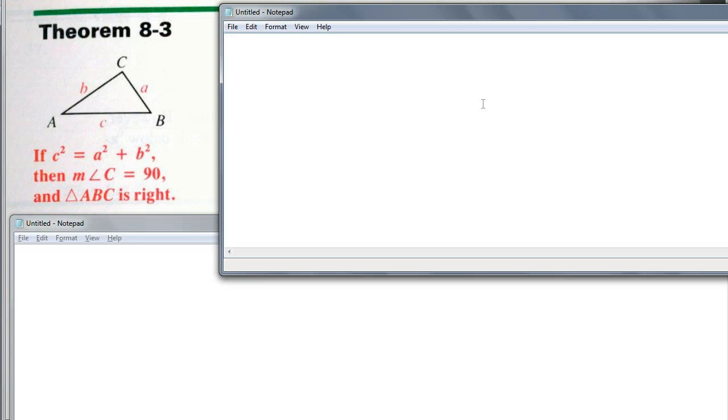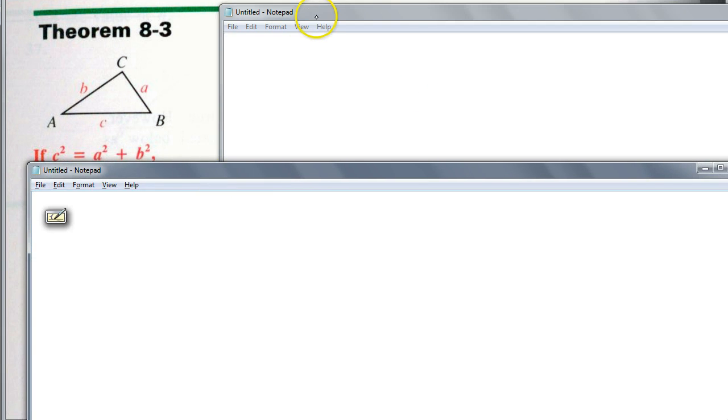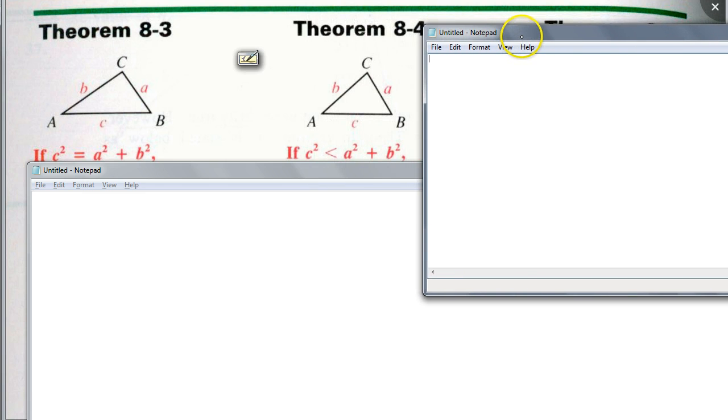Is that okay? Now, the two other theorems. You'll actually be proving this for your homework tonight. Take a look at this. What do we say about C? It's the longest side. So can somebody guess what would happen if C happens to be this way instead of equal to A squared plus B squared?